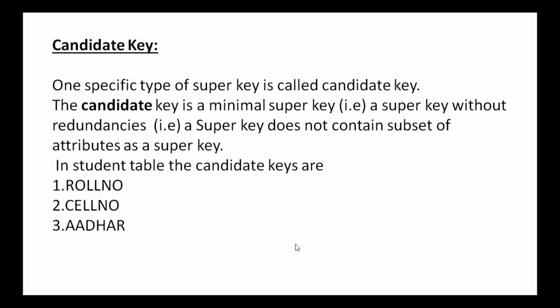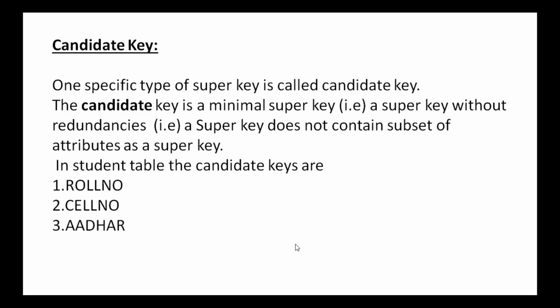In the student table, how many super keys are there? 5 super keys: roll number plus class, roll number plus first name plus last name, cell number, and Aadhaar number. When you take the super keys roll number plus class and roll number plus first name plus last name, a subset, roll number, is also a super key. That's why those two keys are not considered candidate keys. Coming to roll number, cell number, Aadhaar number, those are minimal super keys which are used to identify each and every row uniquely. That means those attributes are without redundancies, the super key without redundancies.